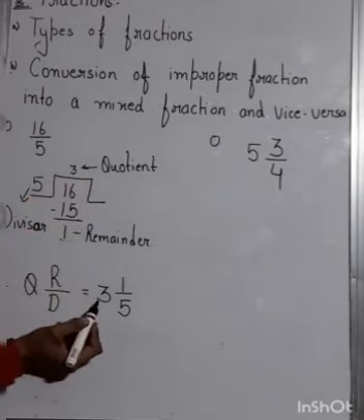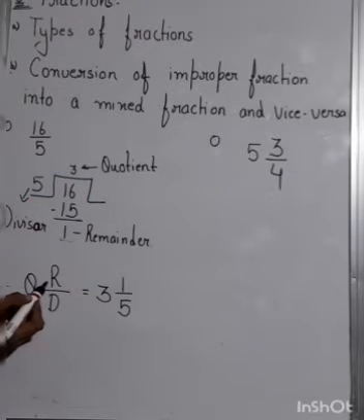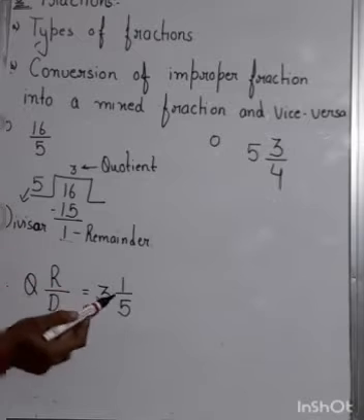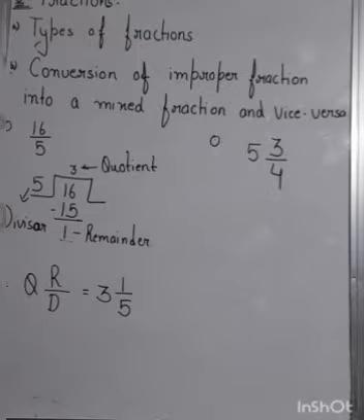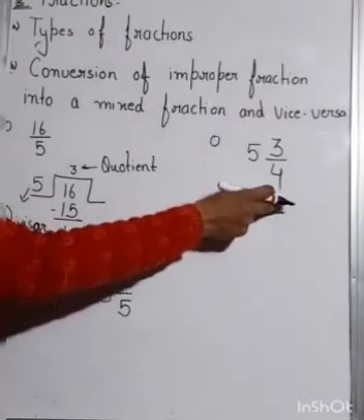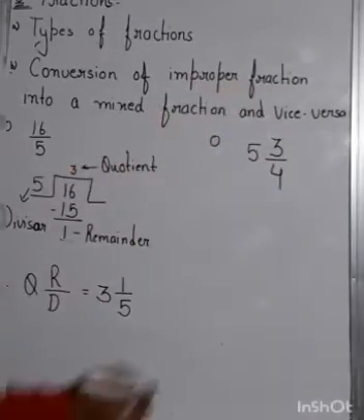So what is your quotient? 3. So I have written 3 over here. R is your remainder. What is your remainder? 1. So I have written 1 over here. And 5 is your divisor, so I have written 5 over here. Okay. Next, here I have written a mixed fraction and now I have to convert it into an improper fraction.